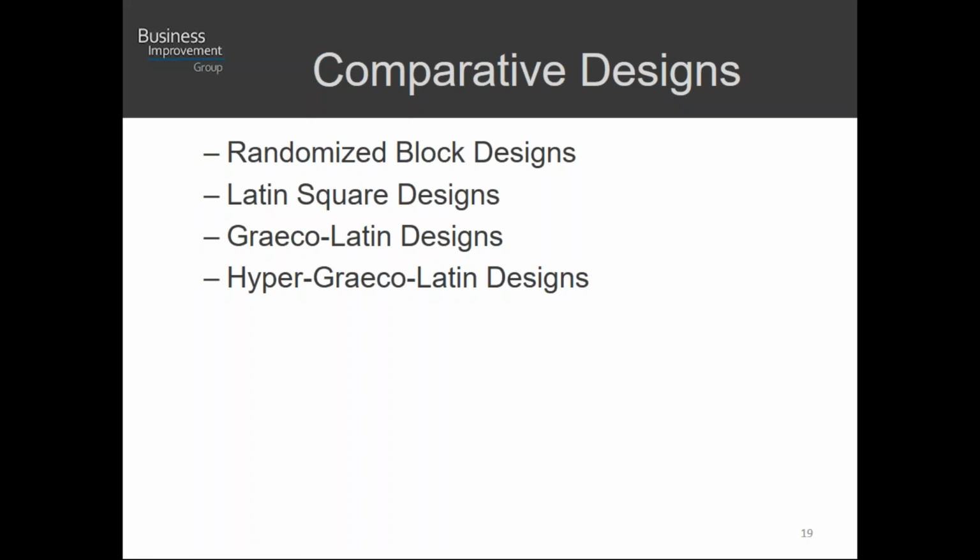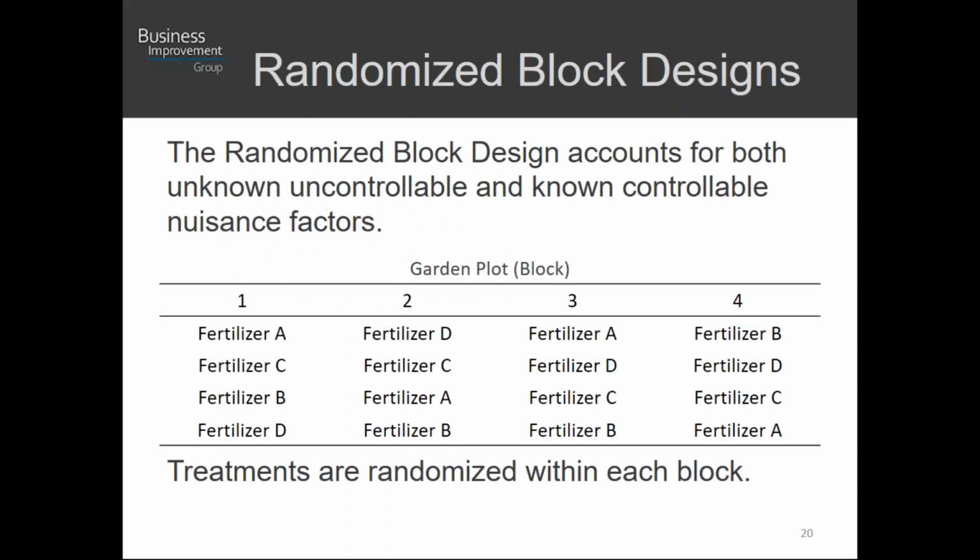So we mentioned before the randomized block design. Then we have the Latin square. It's called the Greco-Latin design, and then hyper Greco-Latin. We're going to just breeze through these at a high level. Again, there's lots of materials that go into them in detail, and this presentation will be made available to those on the call today, so you can go back and revisit them as well. But I just want to touch on each of these to show overall what the design entails, when you might use each one.